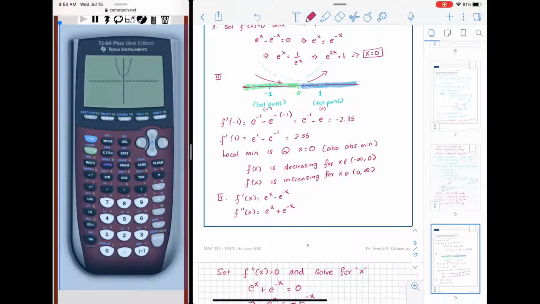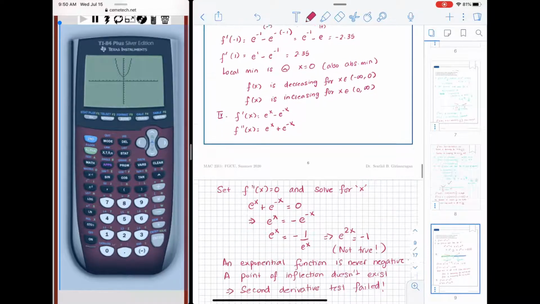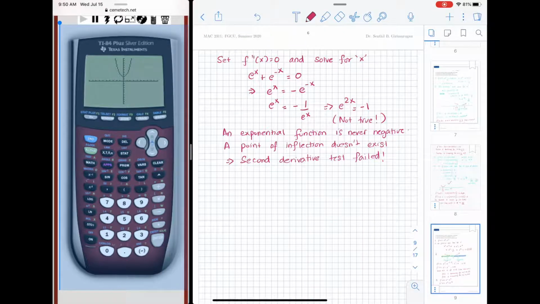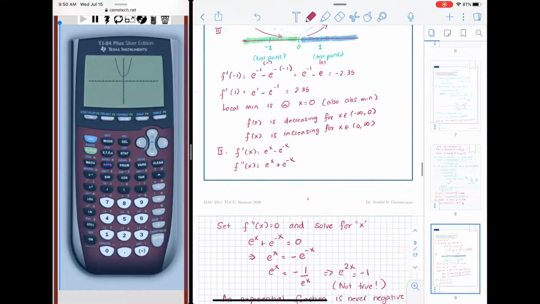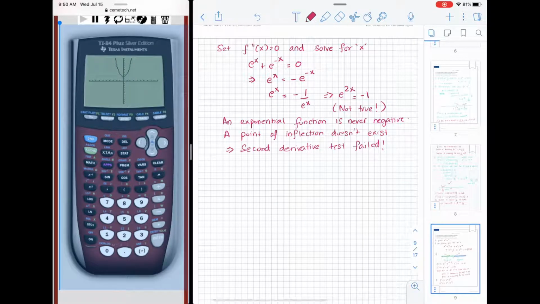Remember earlier I wanted you to guess about the concavity, and we guessed directly by looking at the first derivative test that the function has to be open up for all values from negative infinity all the way up to positive infinity. So this would mean that the function is concave up for x in negative infinity all the way up to positive infinity.